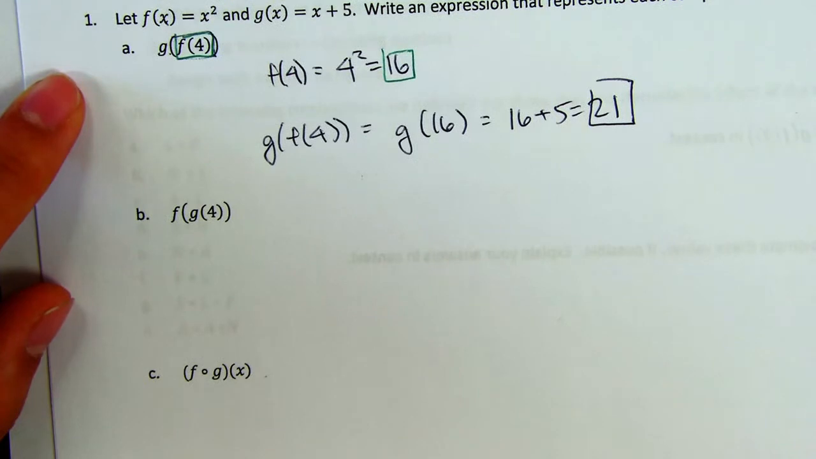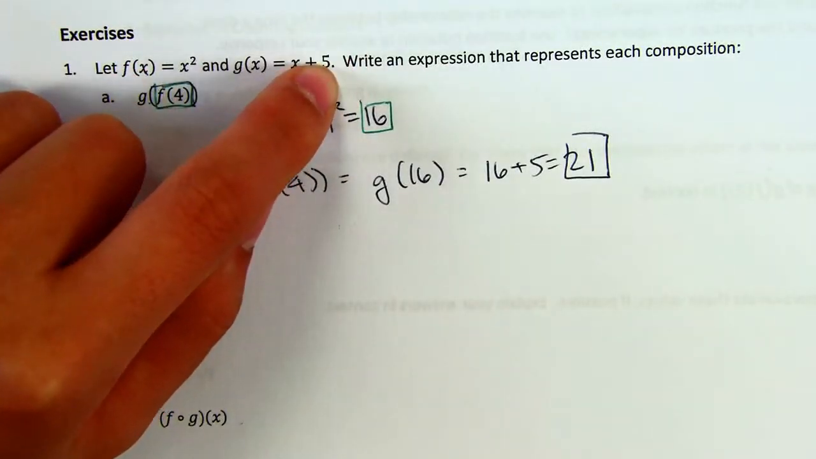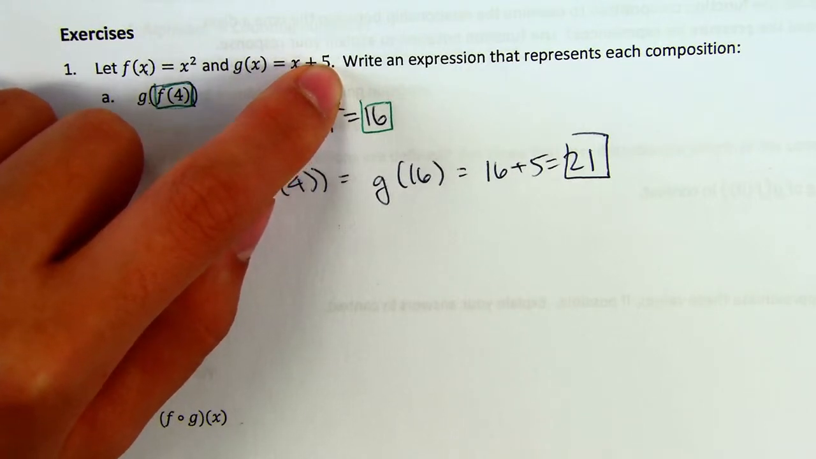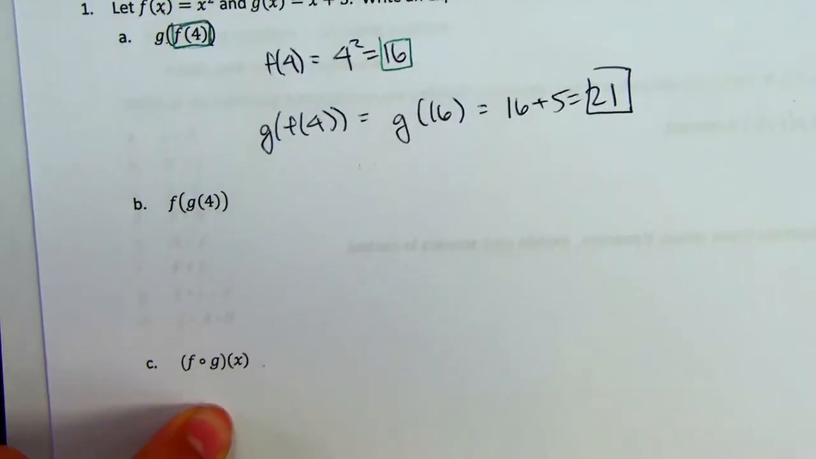Okay, letter C is a little bit more complicated because all the directions say is write an expression that represents the composition. Expressions can be numbers, it can also have variables. So does this have a variable or does it have a number? Well, all it's saying is plug in x. So we're going to have an expression with a variable.